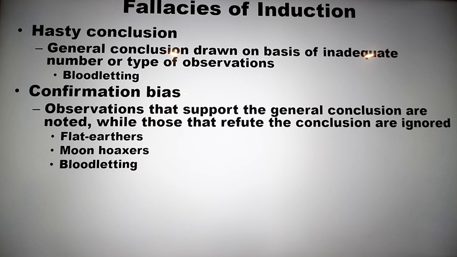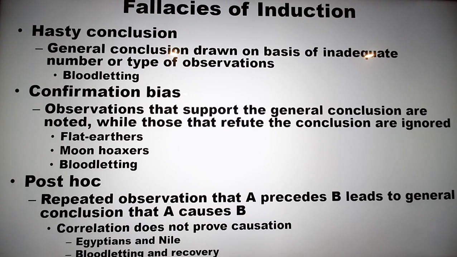Same thing with that lesson we did on the people who claim we didn't land on the moon. There's ample evidence that we did land on the moon, but those pieces of evidence are just ignored by the moon hoaxers. And again, bloodletting was a good example of confirmation bias. A third fallacy of induction is something else we've talked about, I believe. This is the post hoc fallacy.